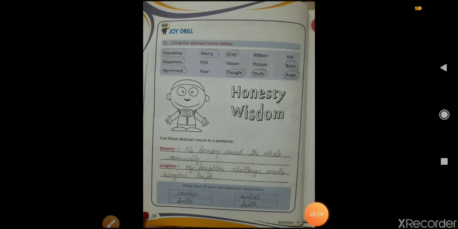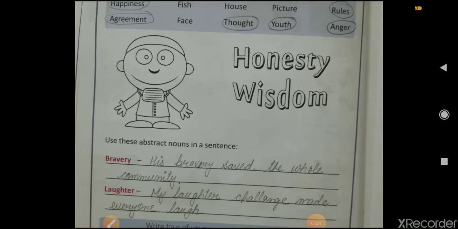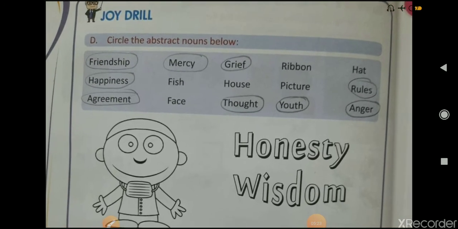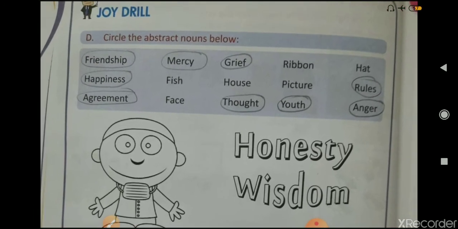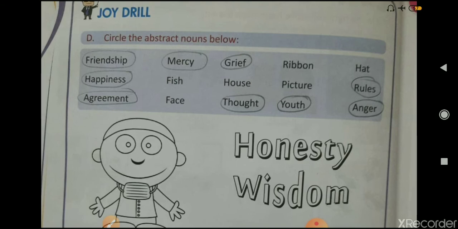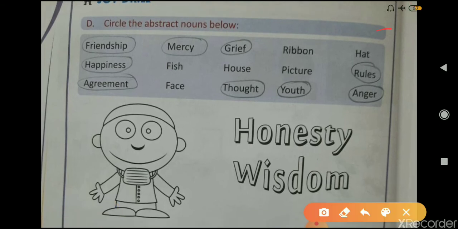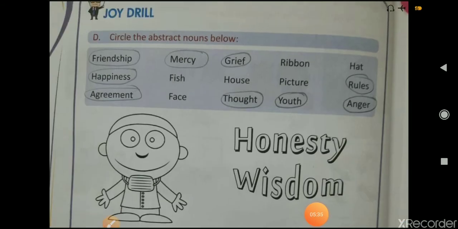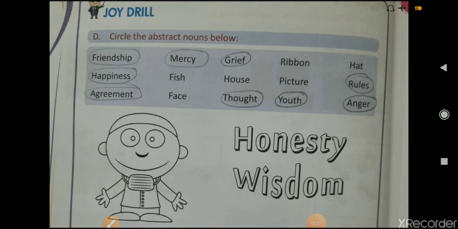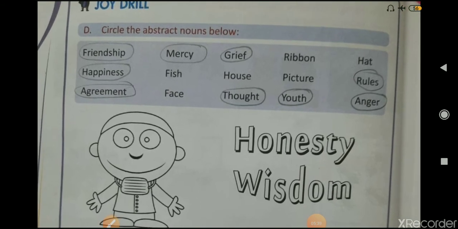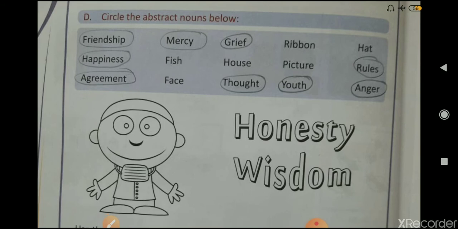Exercise D, given on page number 28. Circle the abstract nouns below. Okay, so you have to circle the abstract nouns in this box. Okay, so you have to circle the abstract noun here. So all of you know what are abstract nouns? Means the words that are feelings that cannot be seen or cannot be touched. Okay, so you have to circle these abstract nouns in this box.